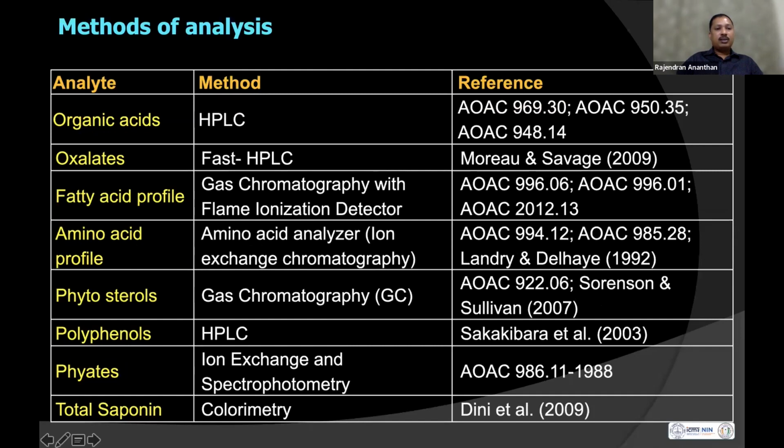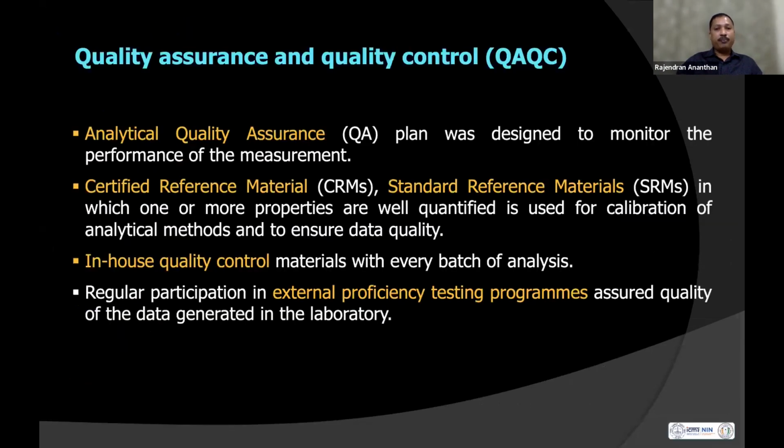Like that, for organic acids, oxalates, and fatty acids, we have used gas chromatography. Amino acid analysis is one of the best methods we are using, a very robust method exclusively for amino acid analysis. We have an automated amino acid analyzer. The phytosterols, and individual polyphenols also, we have quantified using the HPLC technique, then the phytates, saponins, and it goes on.